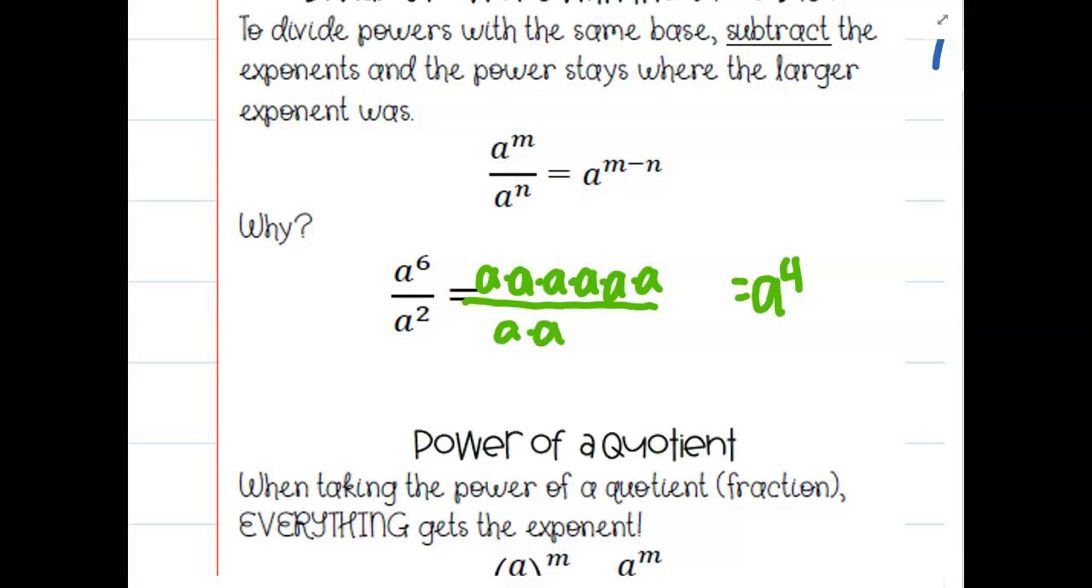Now what happens with fractions is we can cancel out common factors. So that a in the numerator cancels out with that a in the denominator, and that a in the numerator cancels out with that a in the denominator. Now, all the a's in my denominator are gone. So the 2 in the denominator canceled out. 2 of the 6 canceled out. So out of the 6, 2 of them are gone. 6 minus 2. That's why we subtract the exponents here.